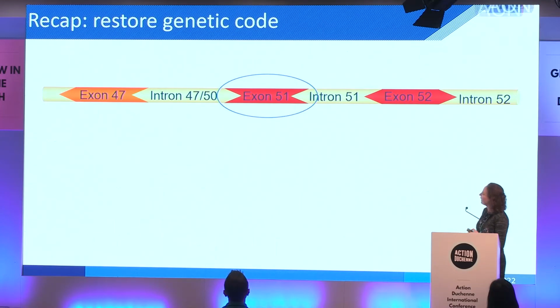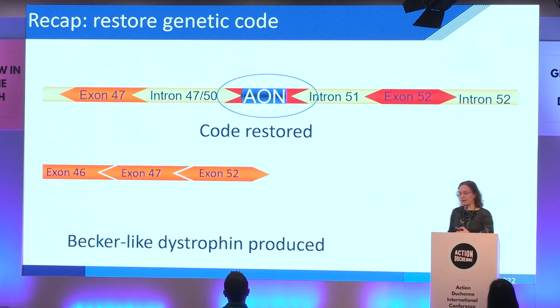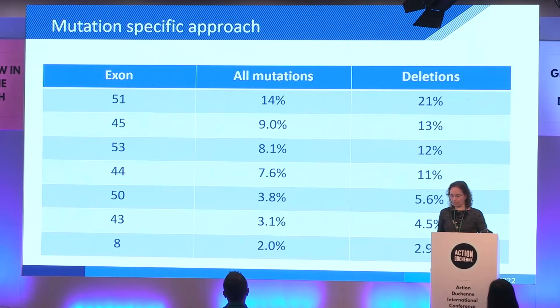We do that by hiding exon 51 with an AON, an antisense oligonucleotide. And that is a small piece of modified RNA that specifically recognizes exon 51, hides it, and now instead of linking 47 to 51, 47 is linked to 52, the code becomes readable, and a Becker-like dystrophin can be produced rather than a non-functional dystrophin.